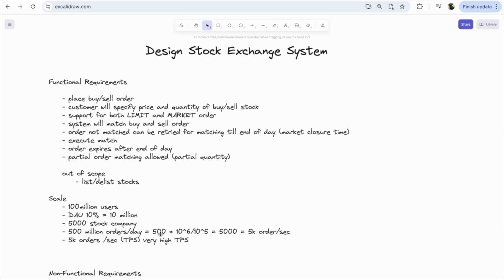500 million is 500 into 10 power 6 orders per day, and if we assume 10 power 5 seconds in a day, so that is simplified. We have 86,400 seconds in a day. I have simplified it to 10 power 5. Then we are getting 5,000 orders per second. So 5,000 orders per second, you see, this is the transactions per second. The TPS is very high in this system.